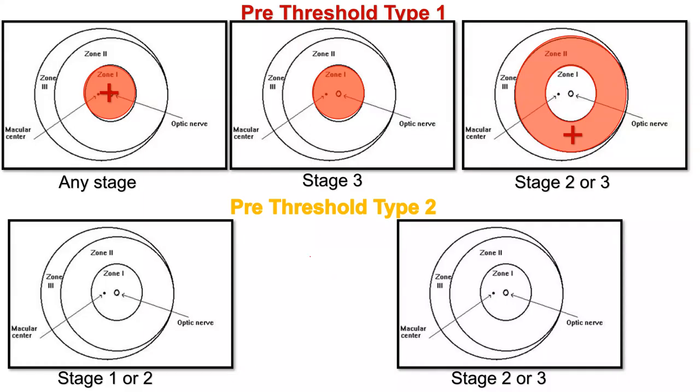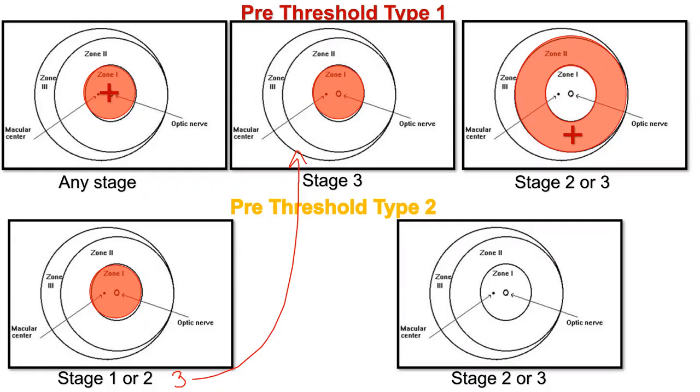Pre-threshold type 2, which is an indication for close follow-up, maybe weekly or less, is stage 1 or 2 in zone 1 without plus. If it is a stage 1 or 2 with plus, this is an indication for treatment. If it is a stage 1 or 2 without plus, this is an indication for close follow-up, as it is now pre-threshold type 2. If it is a stage 3, then it is now an indication for treatment.